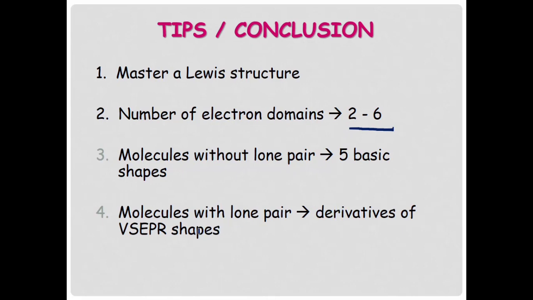Number 4 is molecules with lone pairs. These are derivatives of the VSEPR basic shapes. For example, if we have a molecule with 3 electron domains, the basic shape is trigonal planar, and if it has 1 lone pair, the shape is bent.